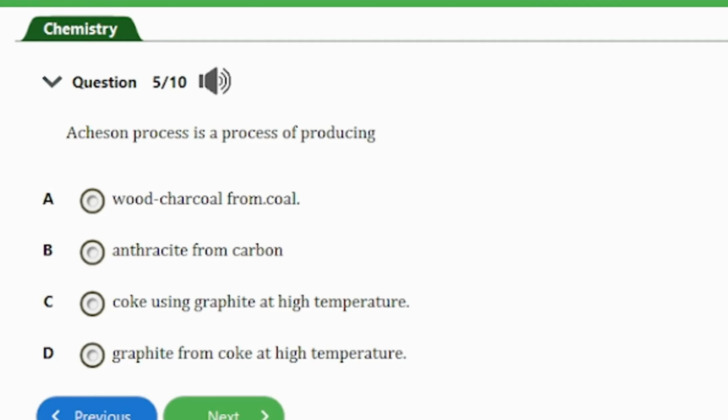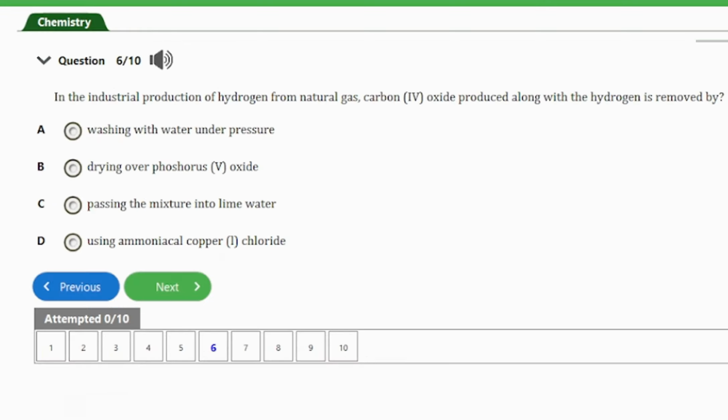Due to the high demand for graphite, it is actually produced industrially by heating coke in an electric furnace to a very high temperature. That's about within 20 to 30 hours. So this process is actually the Acheson process, and that's it for that question. That's option D here. Graphite is actually formed from coke in this process. So let's consider the next question.